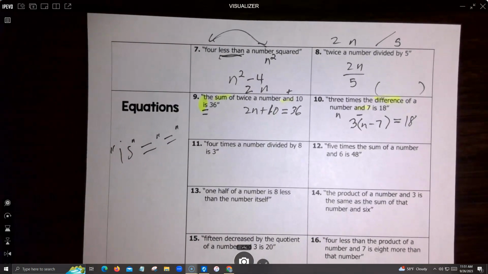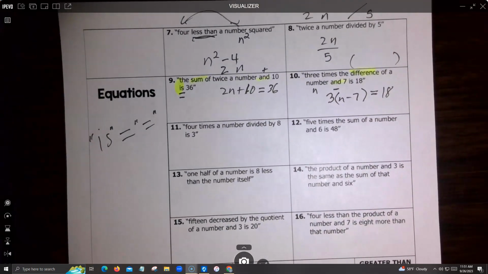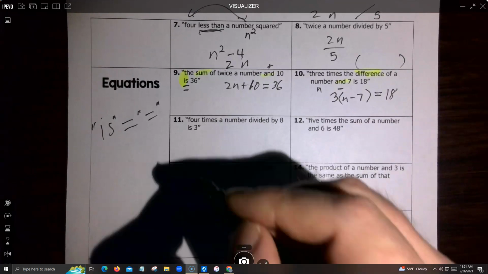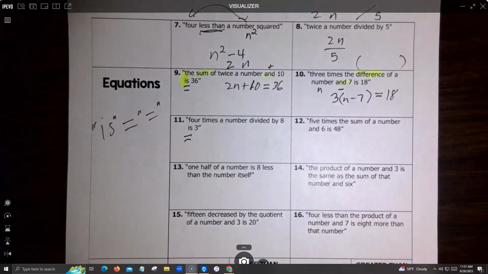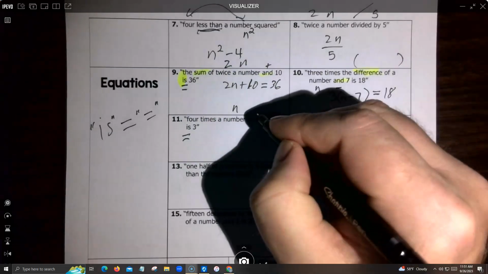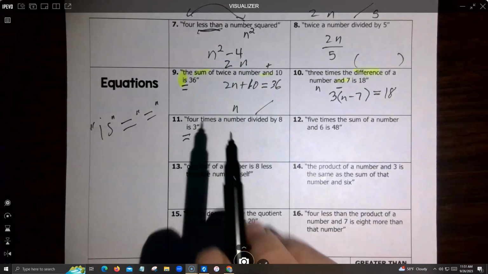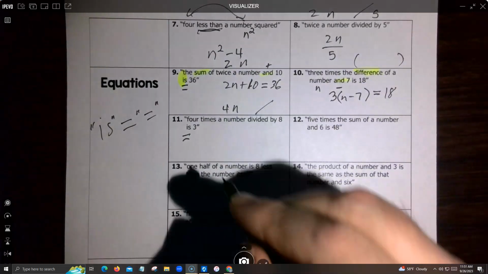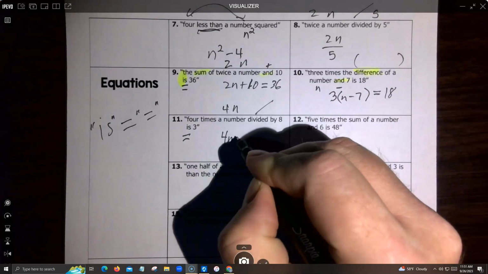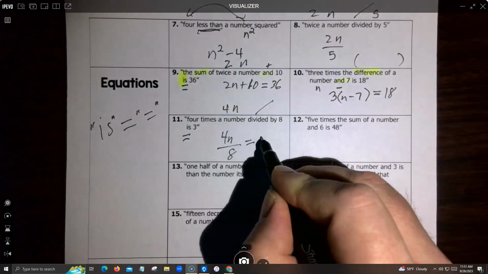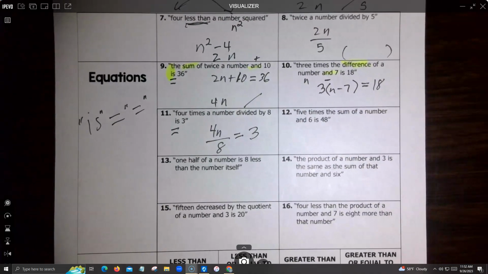Okay. Number 11. 4 times a number divided by 8 is 3. So I know that's an equal sign. A number, that's the n. Divided by, that's easy. All right, so 4 times a number would be 4n. So 4n divided by 8 is 3. That's how that would work.